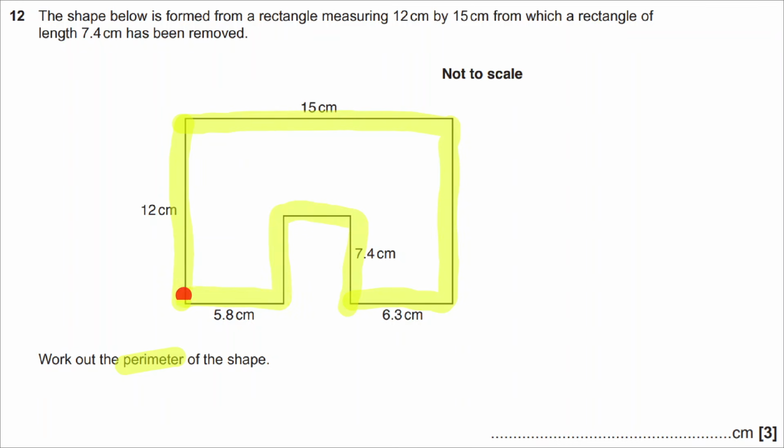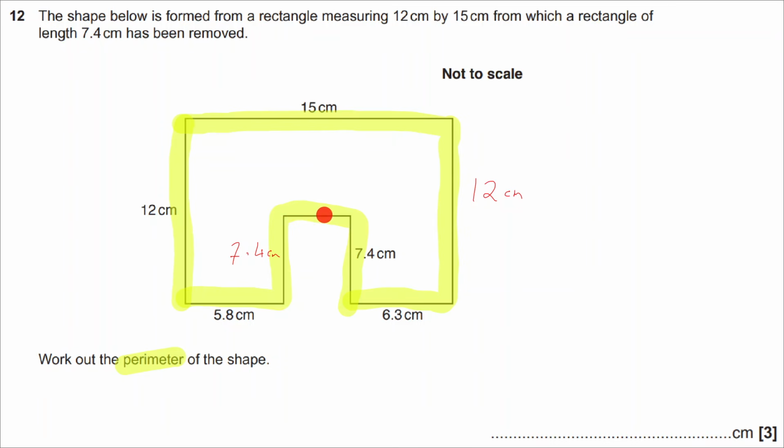Now, you know this length already. You know this length must be the same as this length. So that's got to also be equal to 12 centimeters. You know this length is 6.3, that's 7.4. This must also be 7.4 because these are the same thing. So that must be 7.4 cm also. And you're just missing now this part over here.